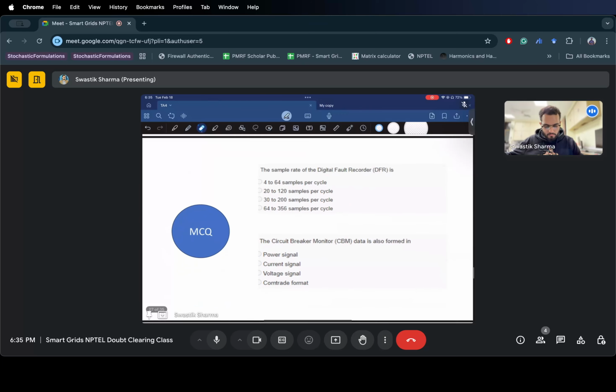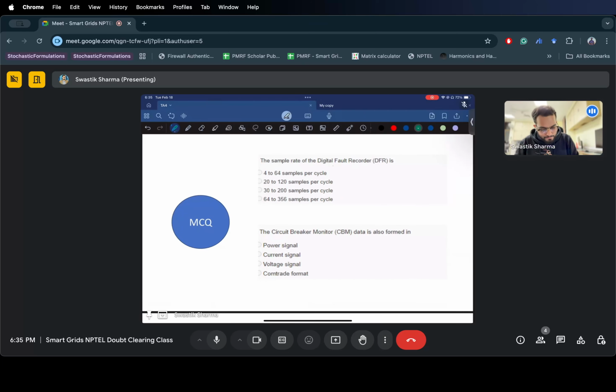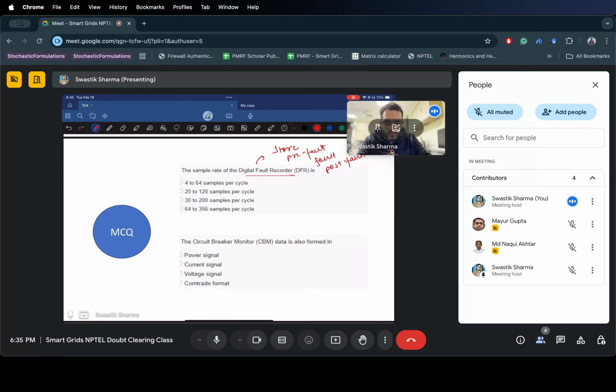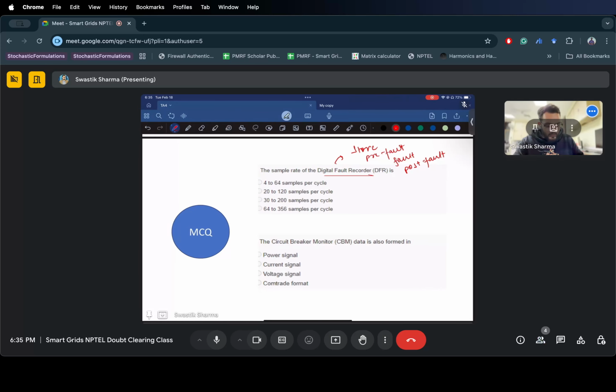So, what is the sample rate of a digital fault recorder? We discussed where a digital fault recorder is used, right? It is used to store pre-fault, fault, and post-fault conditions. I hear someone, so you can always unmute yourself. Store data related to pre-fault, fault, and post-fault conditions, right?